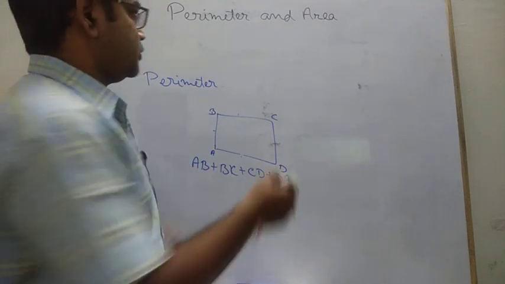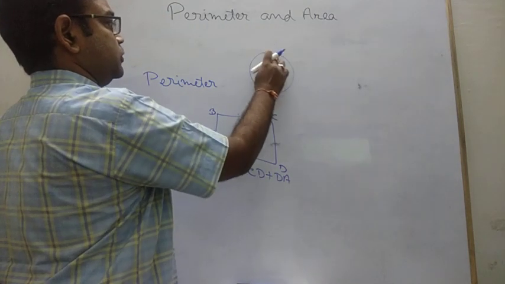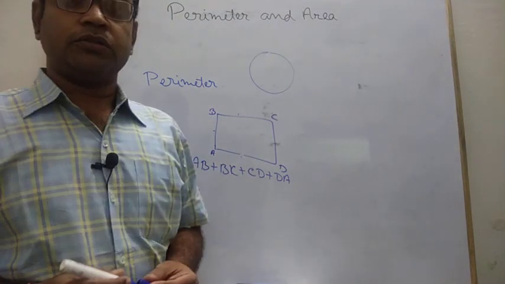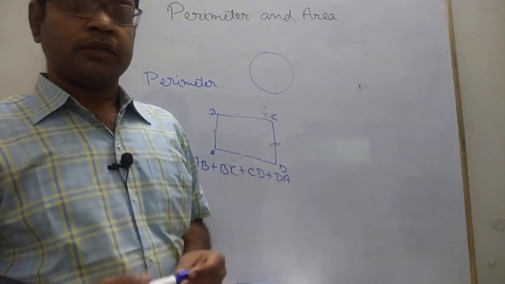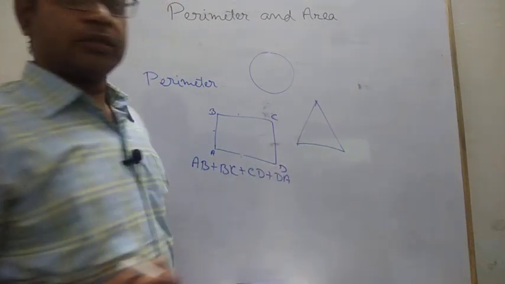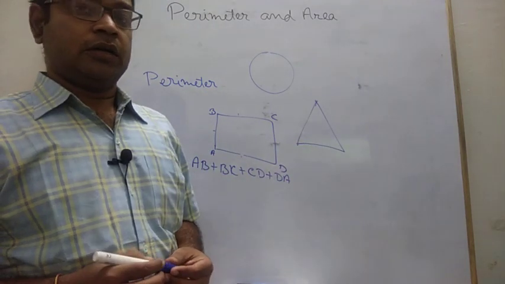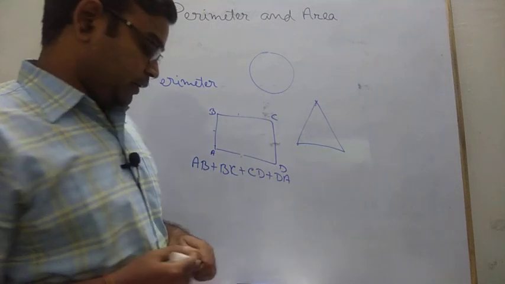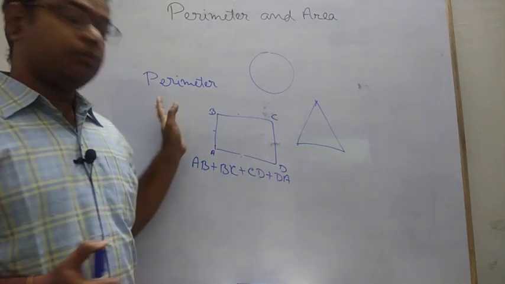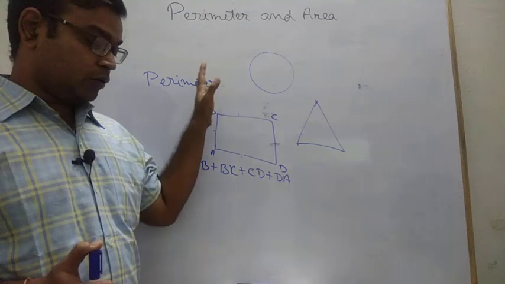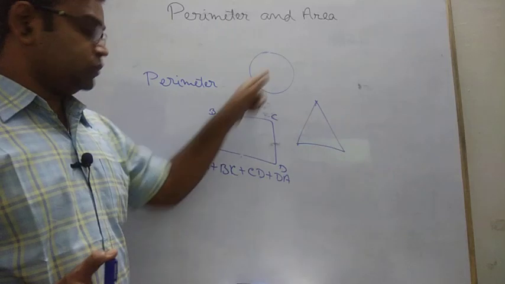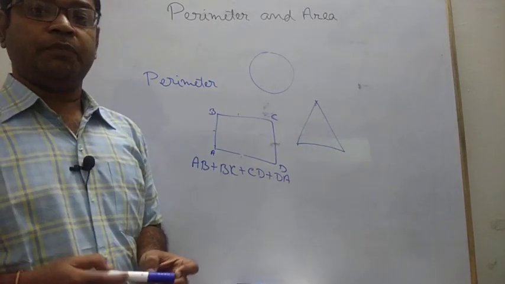Perimeter is also of a circle, which means the complete length of this curve is known as the perimeter of the circle. Similarly, in case of a triangle, the sum of all three sides is known as your boundary or perimeter. So this is the concept of perimeter: the total boundary length of a closed figure. See, all the figures are closed.